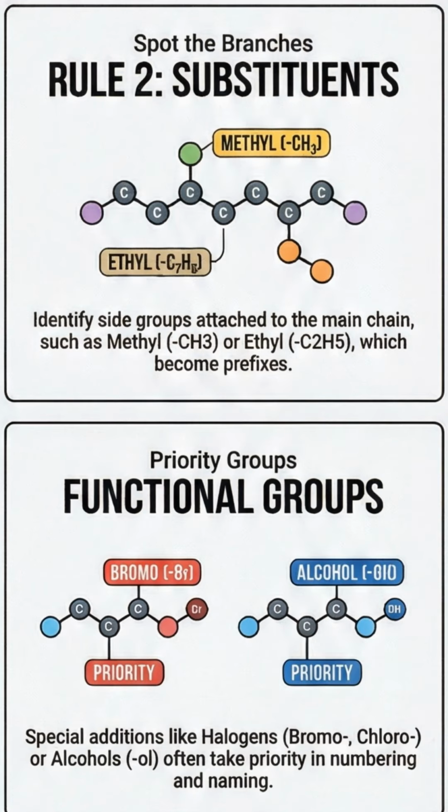Any carbon groups not part of the main chain become substituents. Common examples include methyl groups, written as CH3, and ethyl groups, written as C2H5. These are named as prefixes and will appear before the parent name, with numbers showing which carbon of the main chain they are attached to.